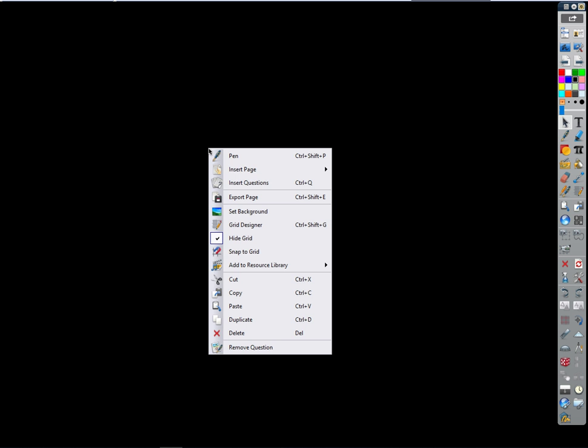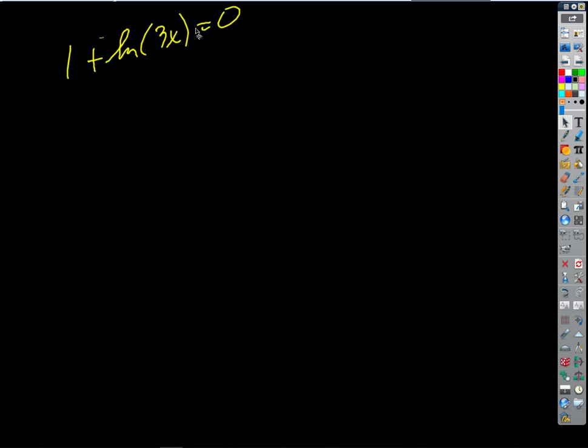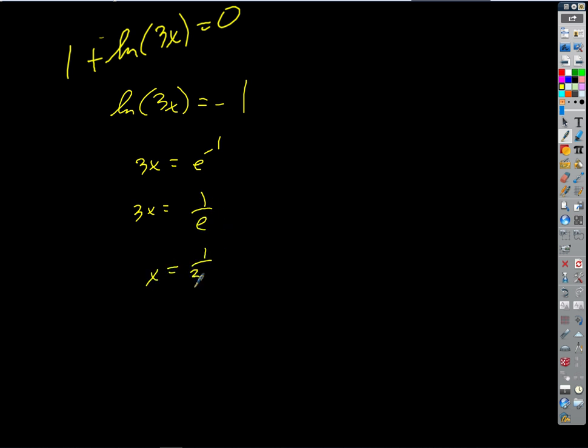So all I really need to do is just subtract 1 to the other side. So natural log 3x equals -1. How do I solve a log equation? How do I undo a natural log? Okay, exponentiate both sides, right? Take e to the power of both sides. So 3x equals e to the -1. Well, e to the -1 is what? 1 over e. So if I multiply each side by 1/3, x equals 1 over 3e.